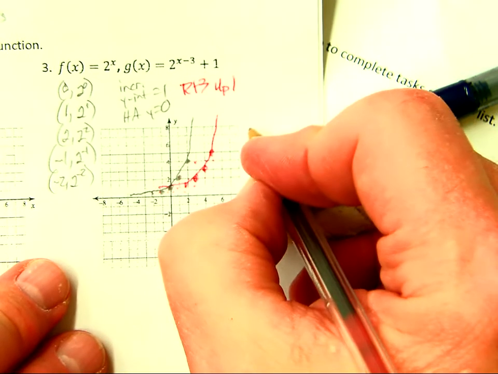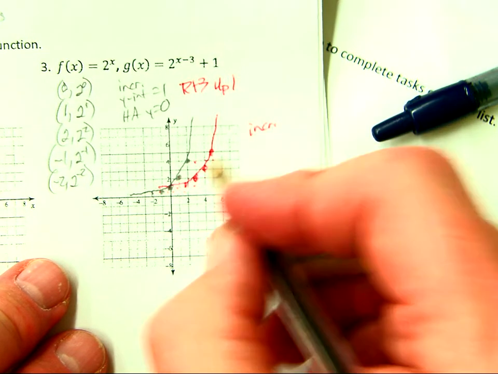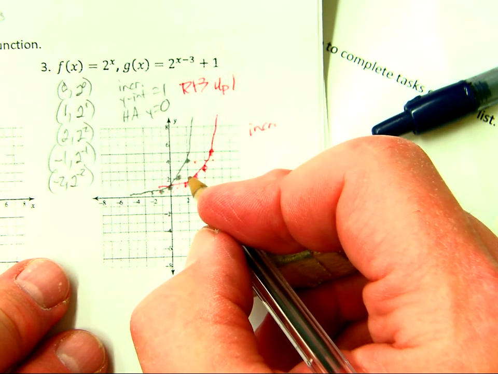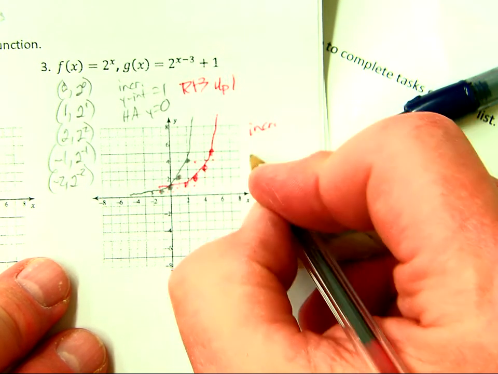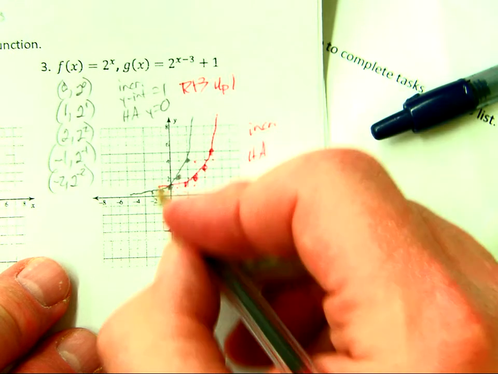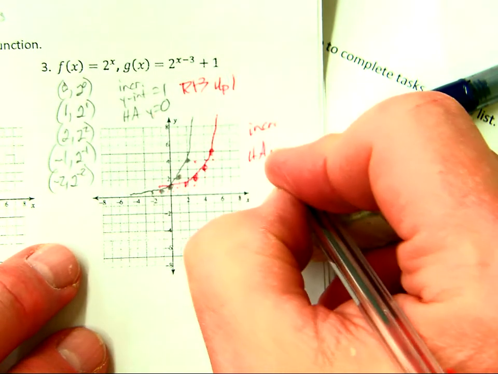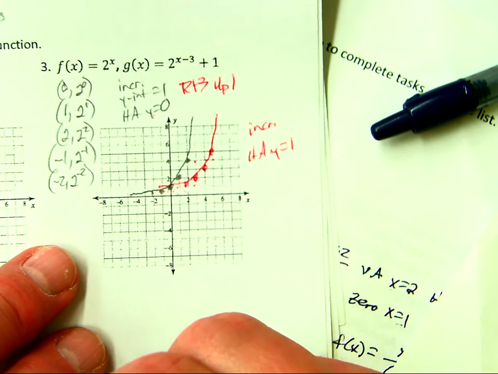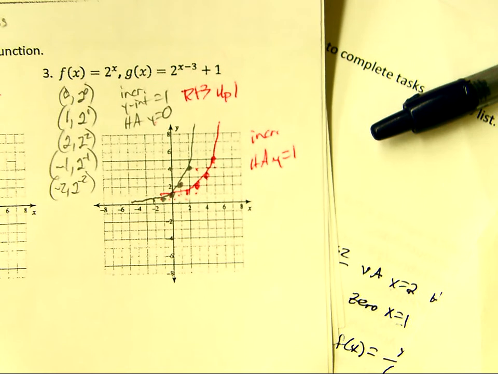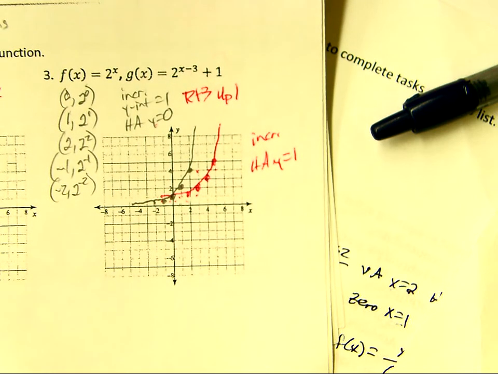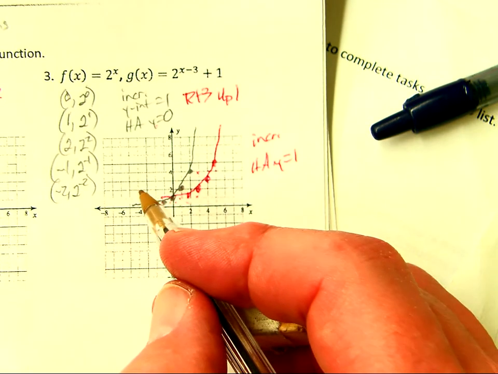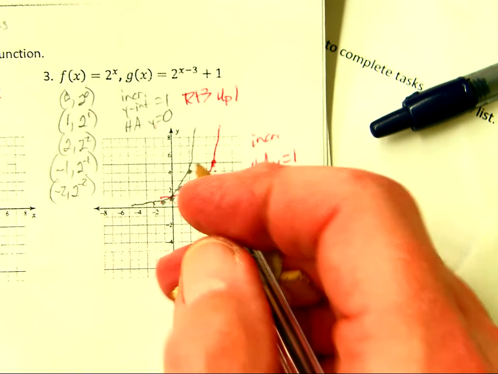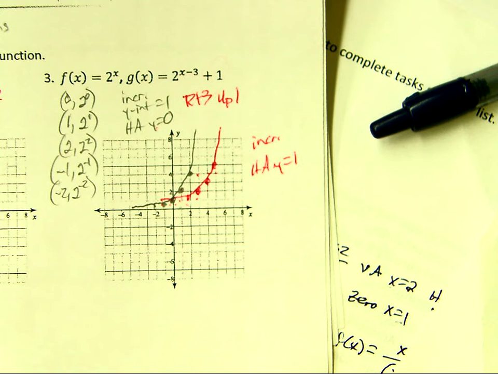It's still increasing. It's going to have a horizontal asymptote. Since we went up 1, the asymptote goes up from y equals 0, so it's y equals 1. The y-intercept would be hard to figure. It'd be 1 1/8 actually, but you wouldn't need to put it on one like that. All right? So that's doing exponential functions.